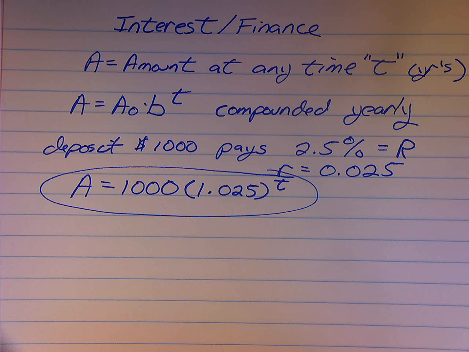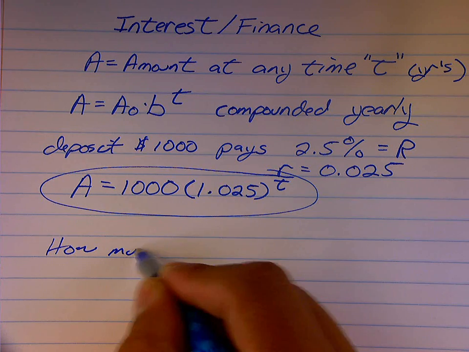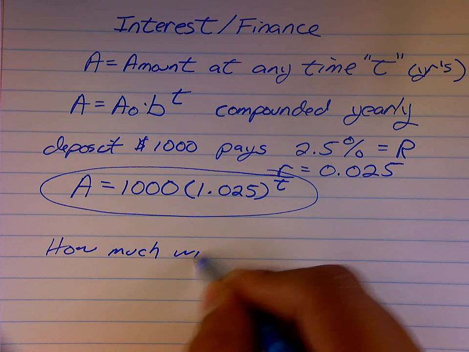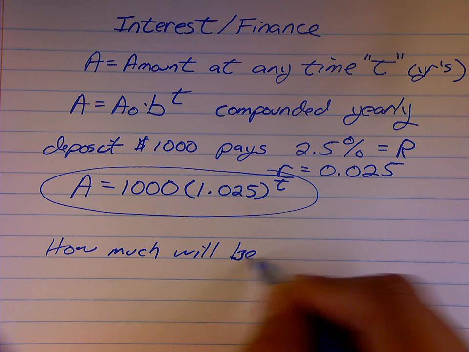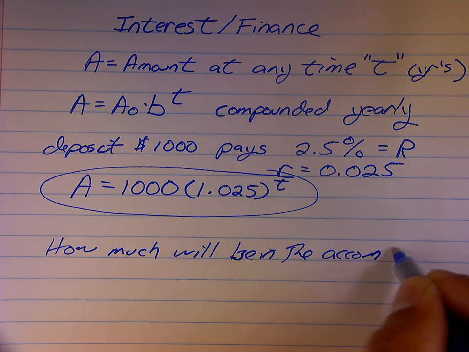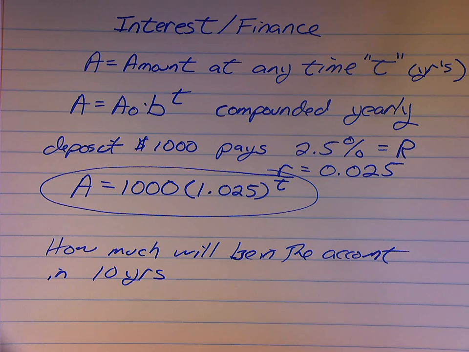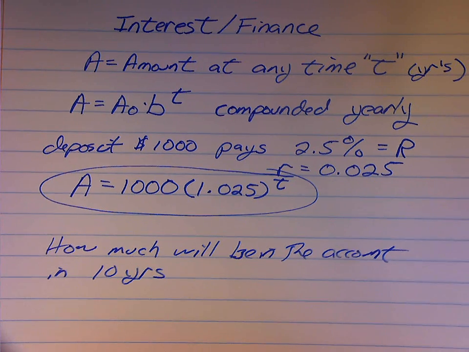Once we have a formula, we can use this formula to find out how much money is going to be in the account at different times in the future. For instance, I could ask you how much will be in the bank account in 10 years. So, how much will be in the account in 10 years?